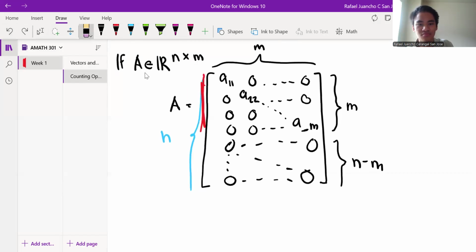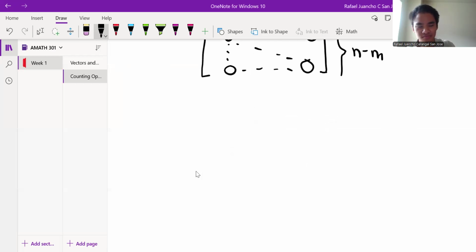So that's the idea. And this is assuming that n is greater than m. The number of rows is greater than the number of columns. And this is also similar for n is less than m.